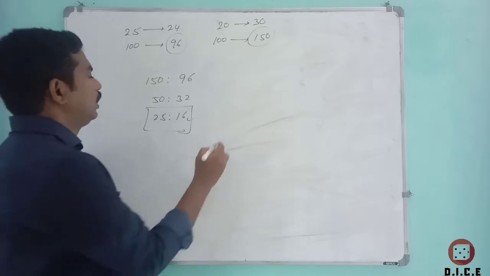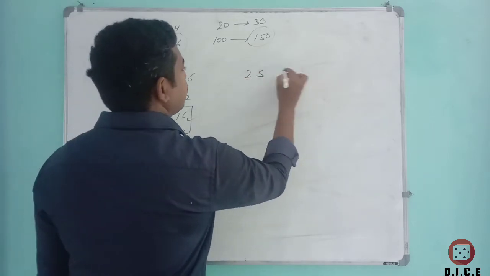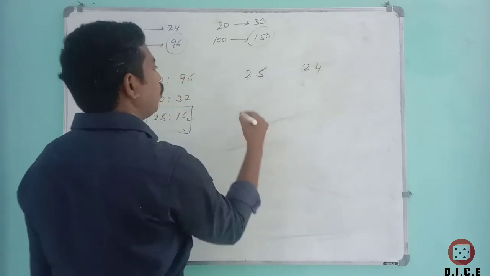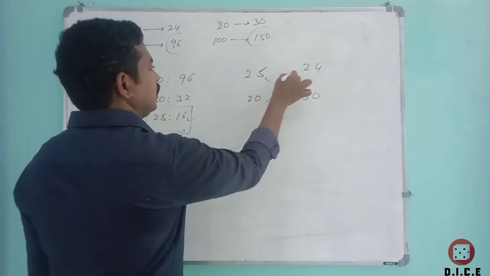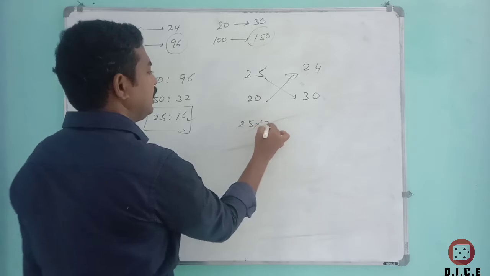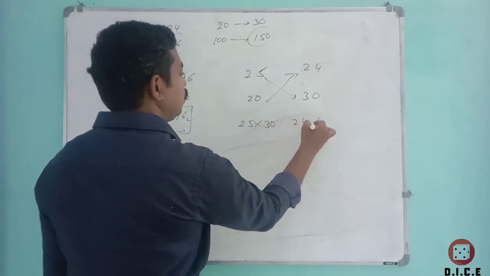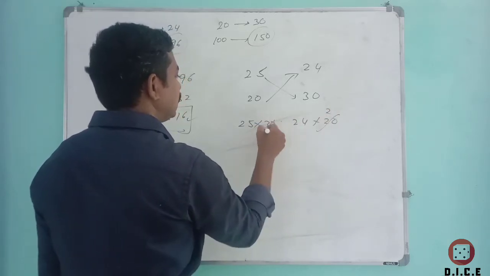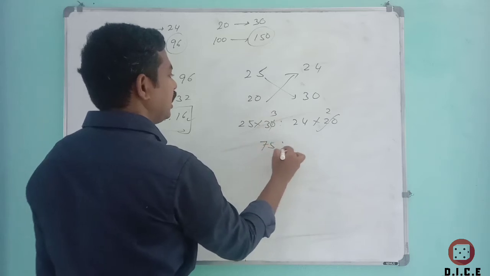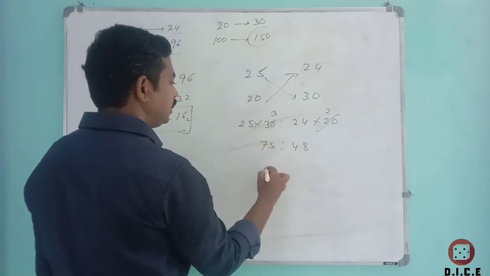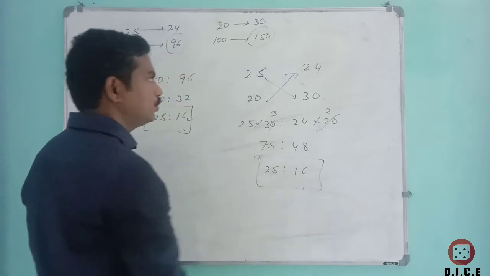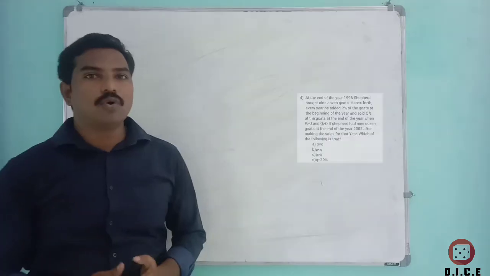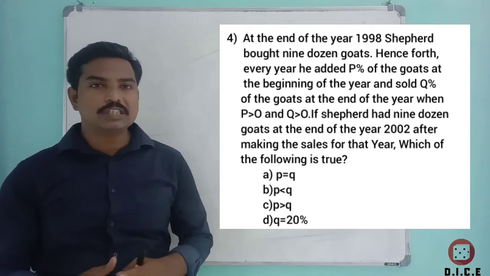If not, directly put the values. 25% is raised, decreased by 24. 20% is decreased, 30% raised. Directly cross multiply it. Therefore, 25 into 30 is to 24 into 20. Therefore, 25 times 3 is 75 and 48. 3 times 25 and 3 times 16. The answer is 25 is to 16. Therefore, it is a purely logic based question.